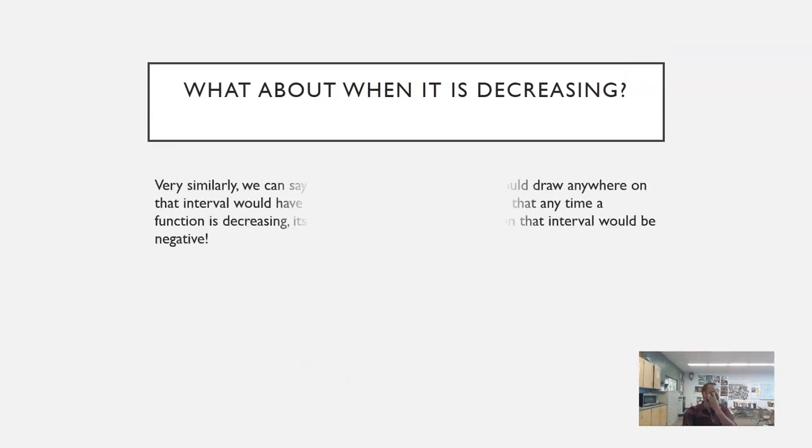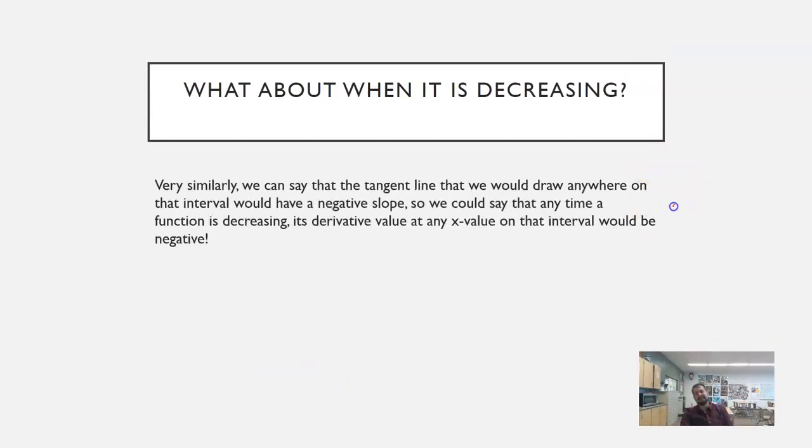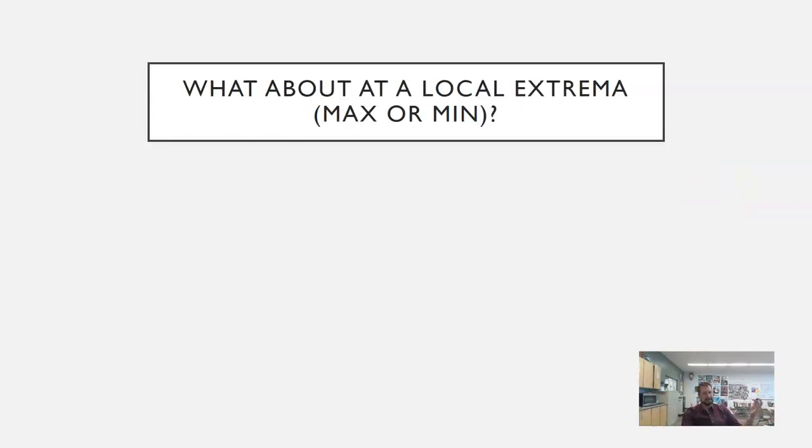And so when it's decreasing, the exact same analysis would be true if I had a function that looked like this. If I looked at where the function was decreasing and I drew a tangent line right there, or anywhere that the function was decreasing, I would see that if I took my derivative and plugged in that x value, I would always get a negative slope. So I'd have a negative derivative value.